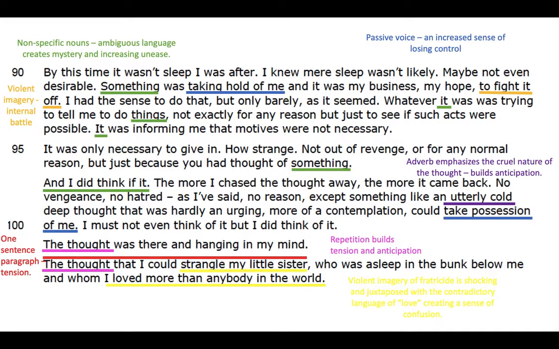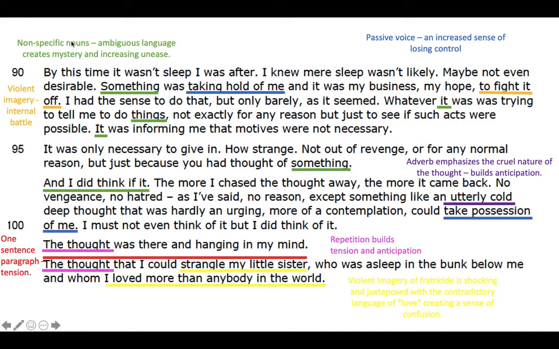Okay, so again, we have constant build-up, still building up to something. So we know she's not feeling great. Now she's going to introduce this idea of a horrible thought. And she really built it up over these paragraphs. By this time, it wasn't sleep I was after. I knew mere sleep wasn't likely, maybe not even desirable. Something was taking hold of me. And it was my business, my hope, to fight it off.